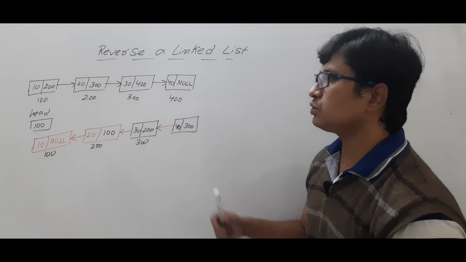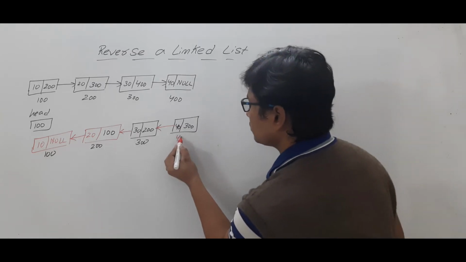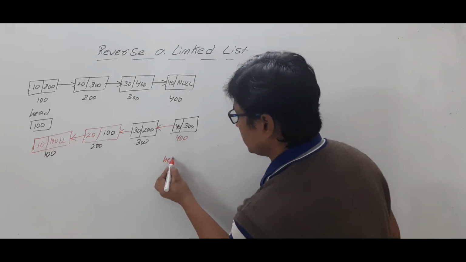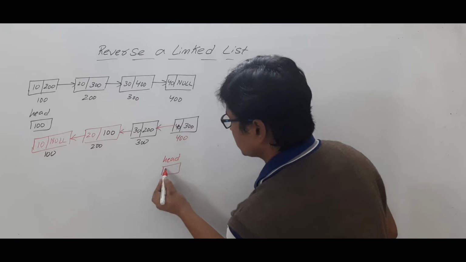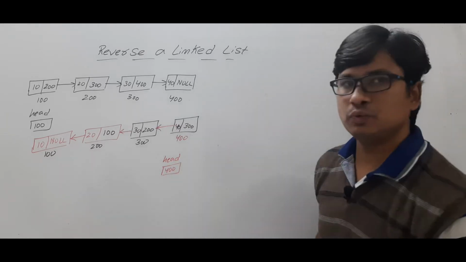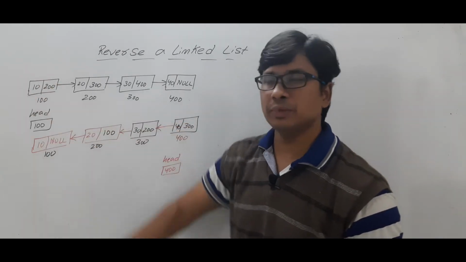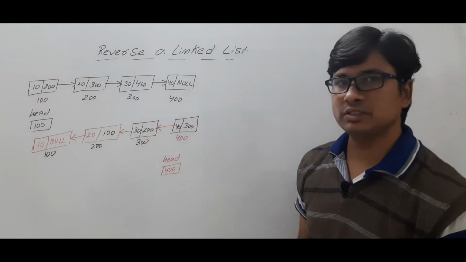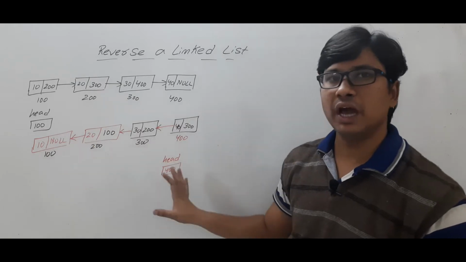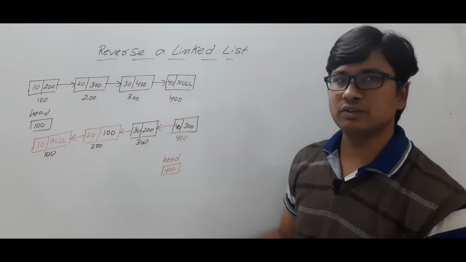Finally, what should the head consist of? What is the address of this node? 400. So head should have the first node's address, which is 400. So this is the meaning of reversing a linked list. The first node becomes the last node and the last node becomes the first node. This is what we have to do in the reverse of a linked list.